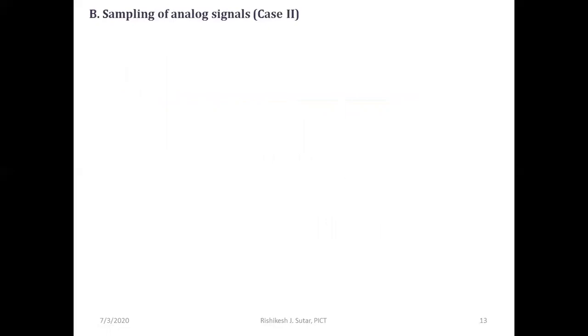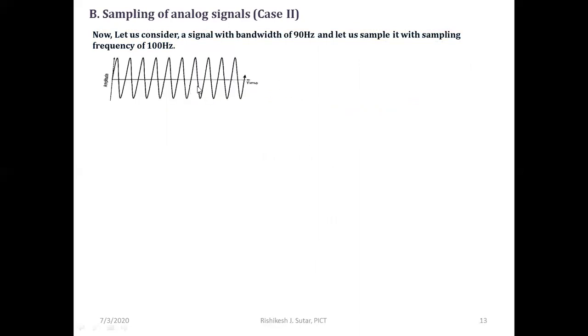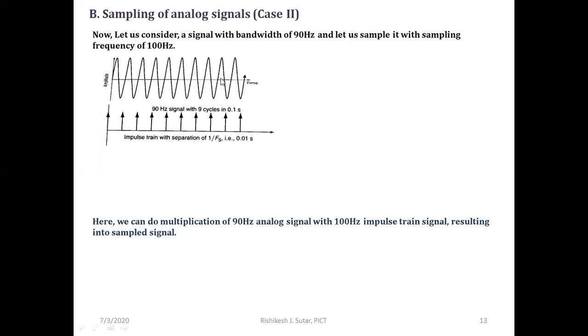Let us move towards the second case. Now let us consider a signal with a bandwidth of 90 Hz, and let us sample this 90 Hz signal with a sampling frequency of 100 Hz. Let's consider this as the 90 Hz analog signal. Let us consider this as the 100 Hz sampling signal. If we multiply these two, that is the analog signal multiplied by this sampling signal, I will get this as the sampled signal.